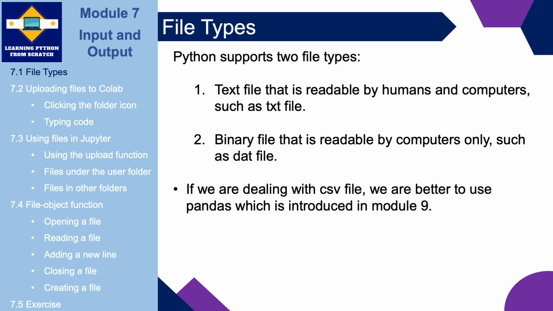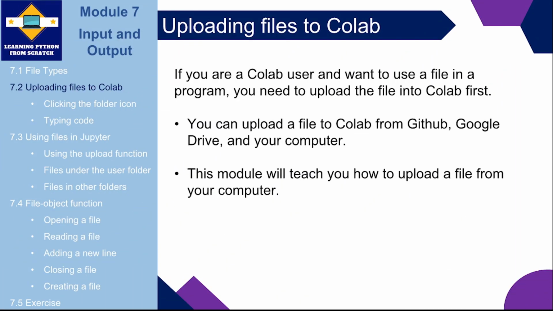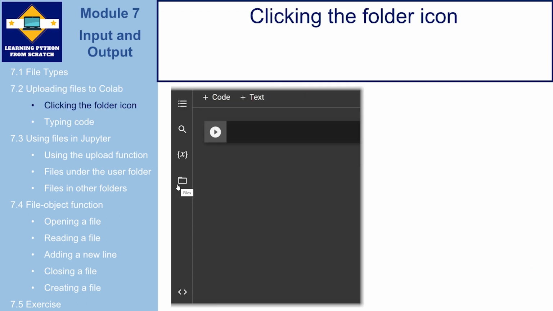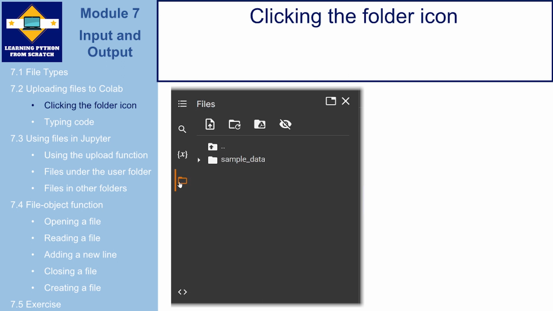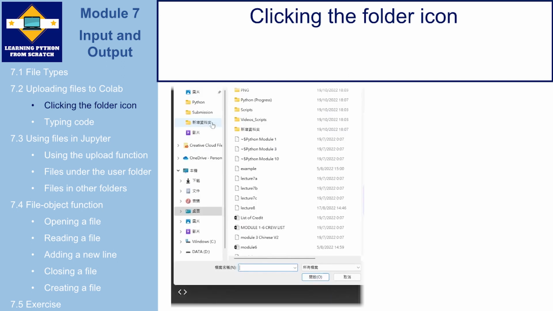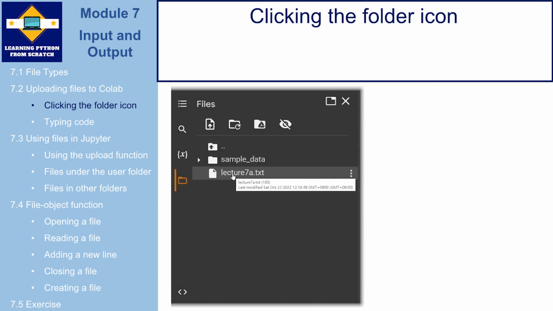If you are a Colab user and want to use a file in a program, you need to upload the file into Colab first. You can upload a file to Colab from GitHub, Google Drive, and your computer. This module will teach you how to upload a file from your computer. After you open a Colab document, you can click the folder icon on the left-hand side. Then you click the upload icon and select the file you want to upload. Now you should be able to see your file in your folder.